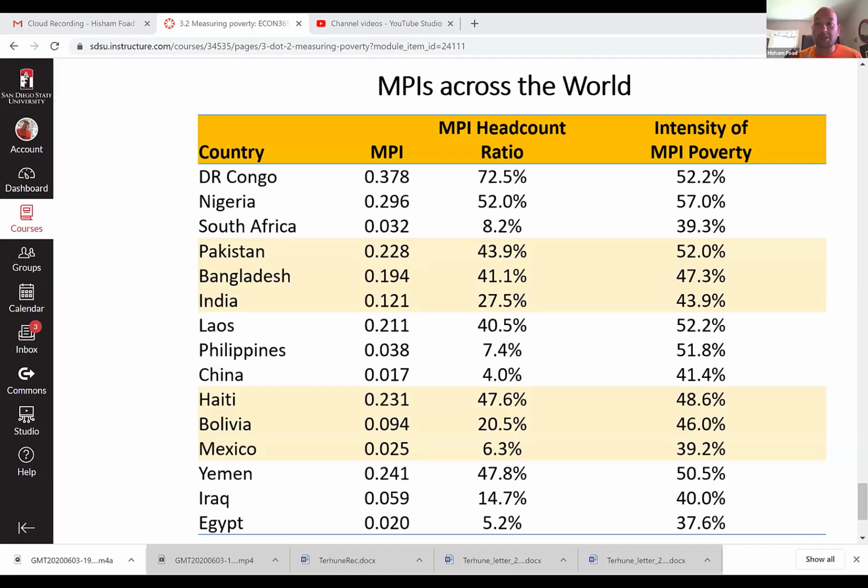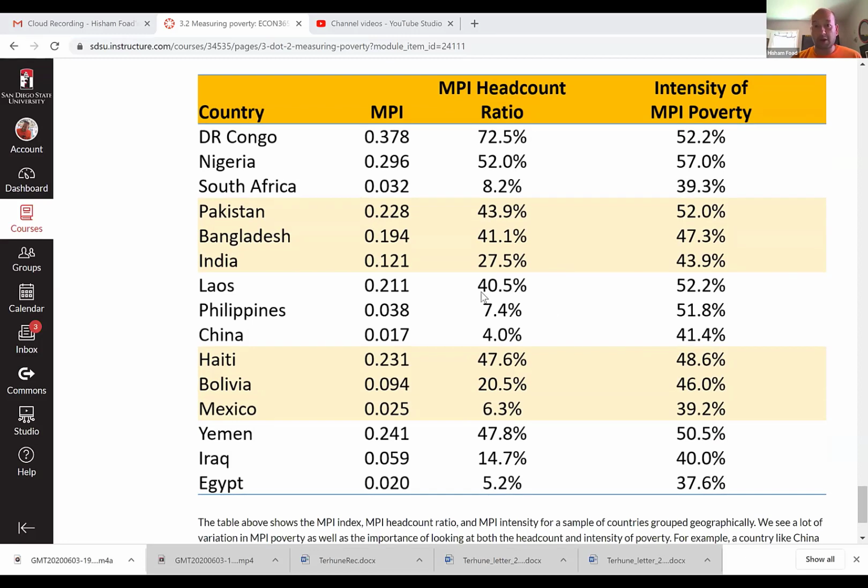But basically, what we're talking about is we want to make sure we're looking at not just the headcount of people that are in MPI poverty, but also the intensity of that poverty. So again, we can compare, for example, Laos and the Philippines. Poverty is much lower in the Philippines than it is in Laos, right? In Laos, 41% of people are classified as MPI poor, and in the Philippines about 7.5%. So a way lower headcount ratio. But if we look at those in poverty, the people in Laos and the people in the Philippines that are classified as poor are suffering from about the same level of deprivation of poverty.